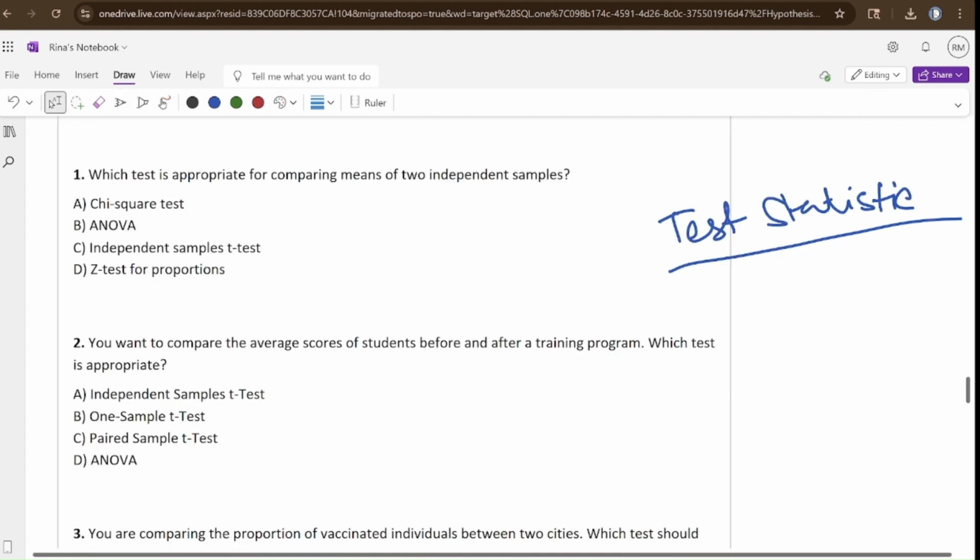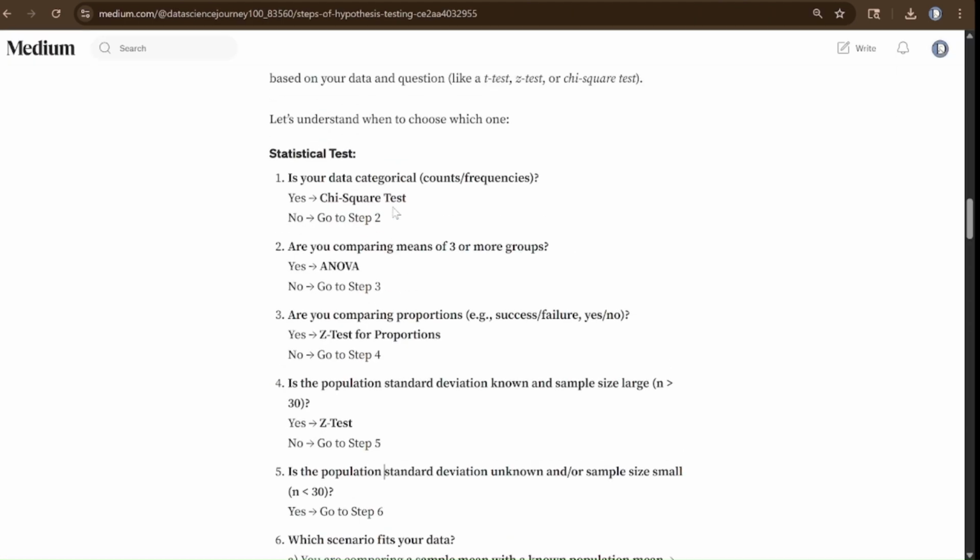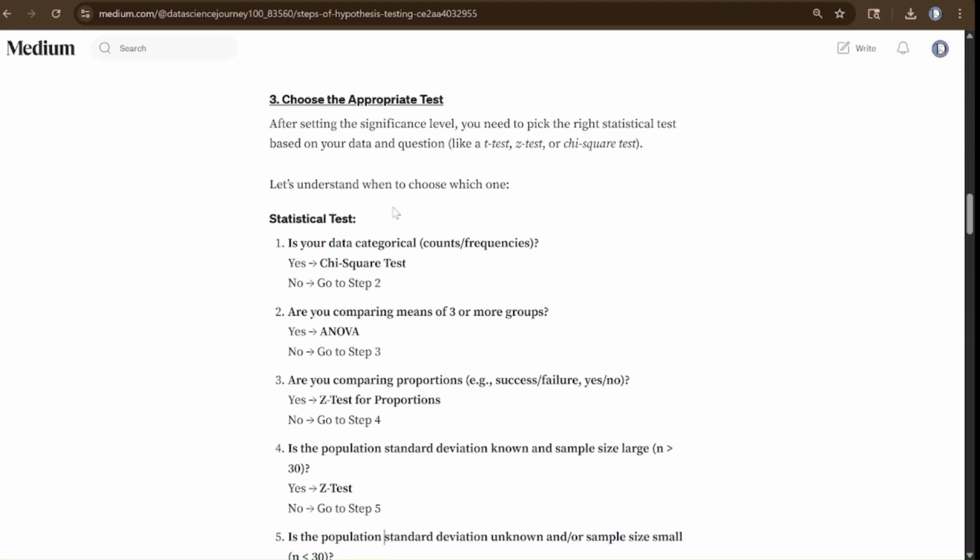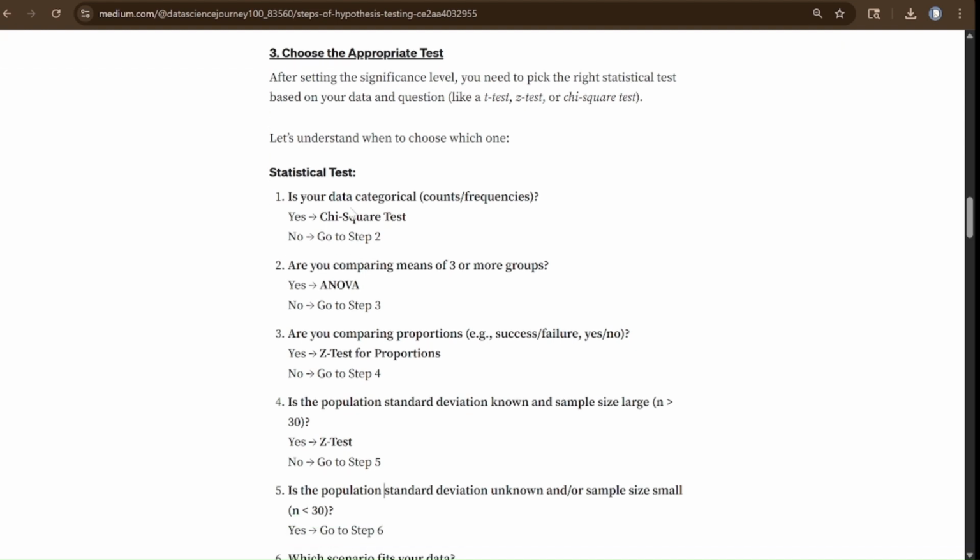Today we are going to do MCQs to understand how to choose an appropriate test statistic. Okay, but before doing the MCQ, let me give you a small recap. You can choose chi-square, ANOVA, G-test and different types of t-test. But when to choose which one? That depends on your sample data. If your sample data is categorical, then you will go for the chi-square test.